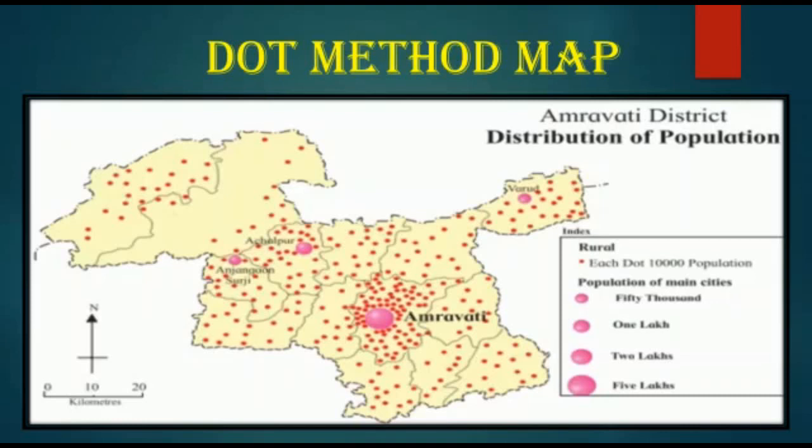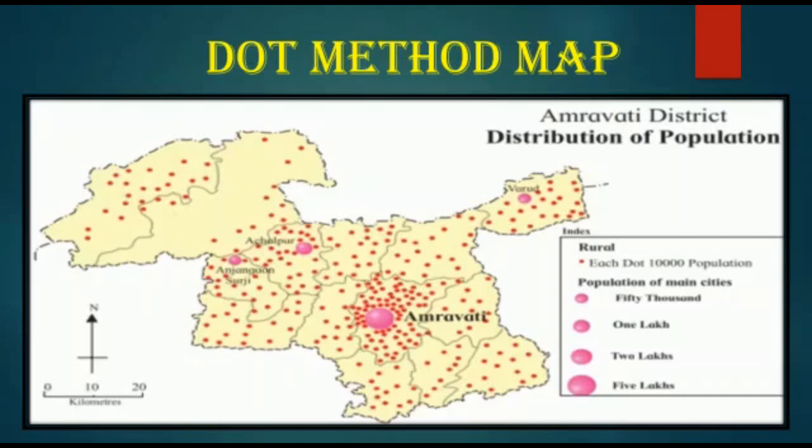The statistical data is represented with the help of dots. Dots are freely scattered. The size of the dots is uniform. Each dot is considered as 10,000 population. To show such distribution through the dot method, the value of the dot has to be determined.